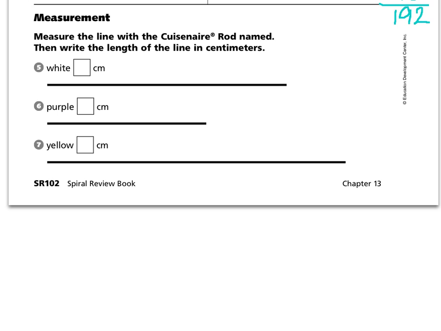For the measurement section, you need to measure the line with the Cuisenaire rod named. Then write the length of the line in centimeters. You're going to have to do this on your own using your Cuisenaire rods in order to find out how many centimeters each line are.